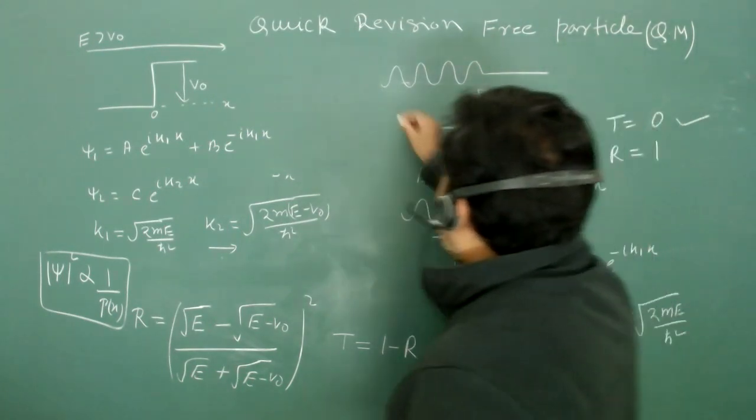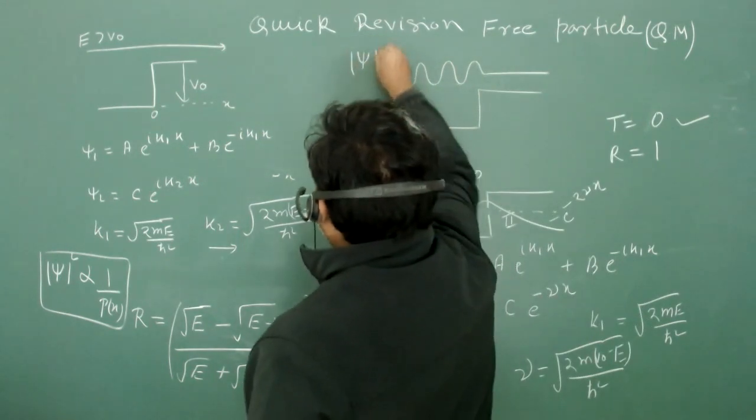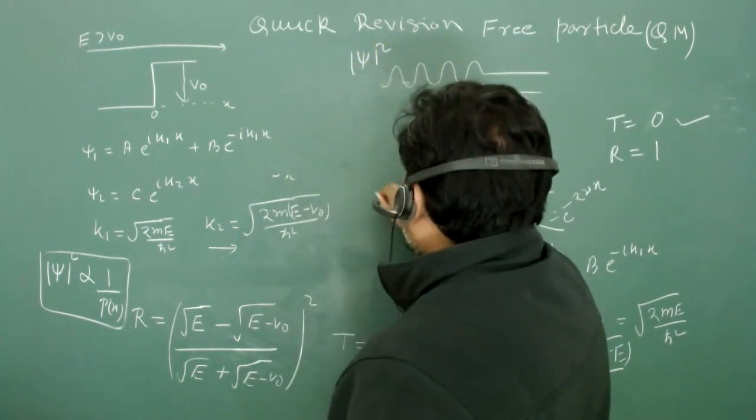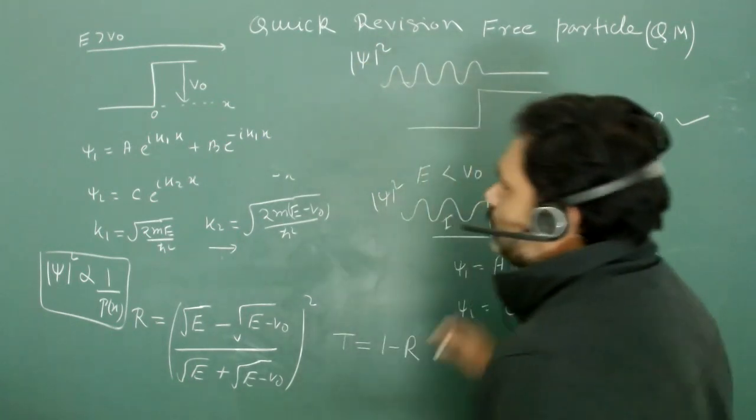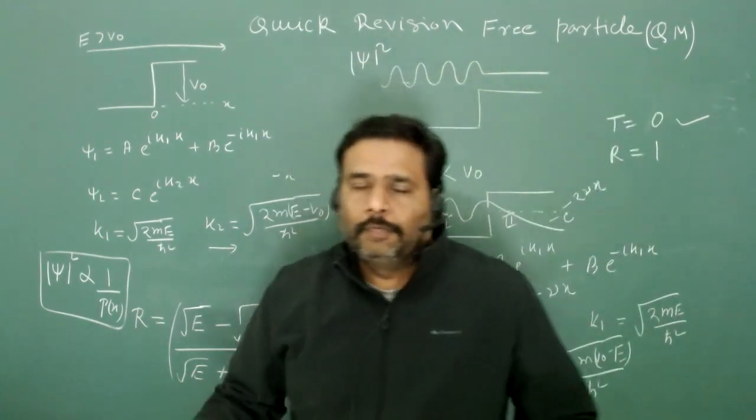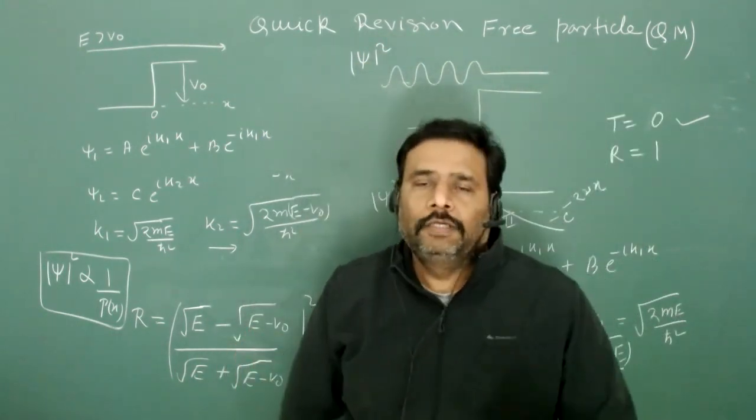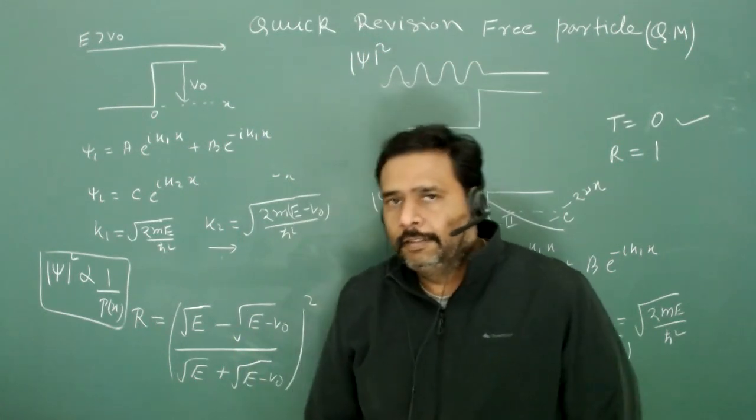And yes, what is actually the probability density? So I am just plotting this thing as a probability density. This is also probability density versus X. So this is all about your main focus of the free particle chapter.